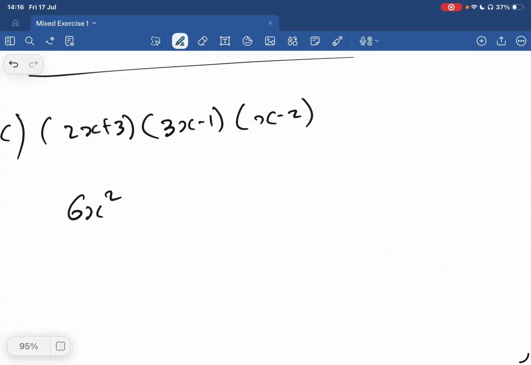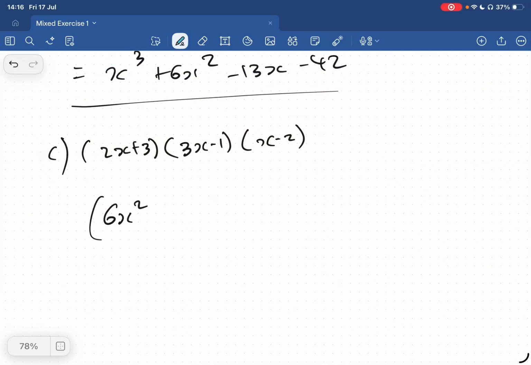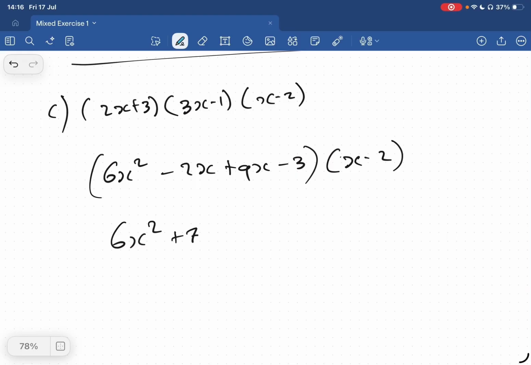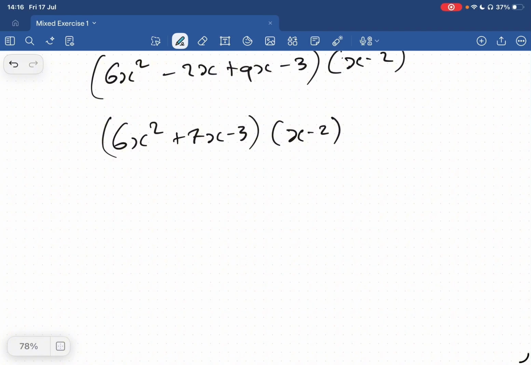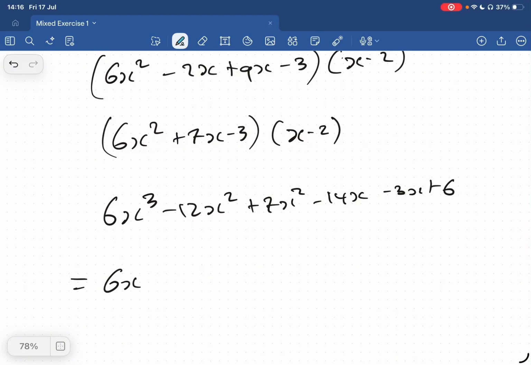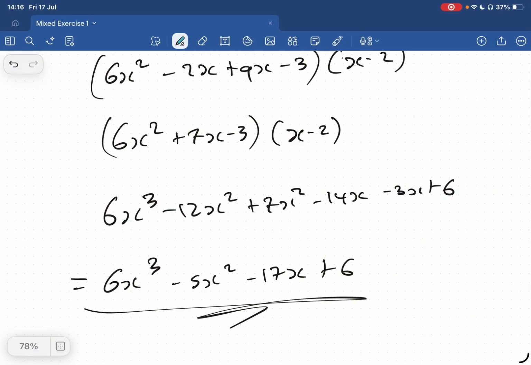Okay, so what do we have here? We have 6x squared minus 2x plus 9x minus 3, and our x minus 2. Collect like terms, 6x squared plus 7x minus 3. Keep these brackets on because now we're going to expand times by x minus 2. So we've got 6x cubed minus 12x squared plus 7x squared minus 14x minus 3x plus 6. Okay, collect like terms, so 6x cubed, and then we've got minus 5x squared minus 17x plus 6, and that is our final answer. Okay, just be careful with these, don't rush them, make sure you get them right.